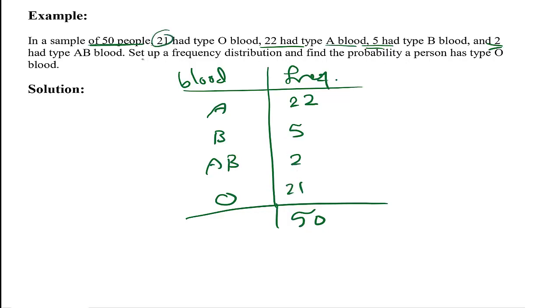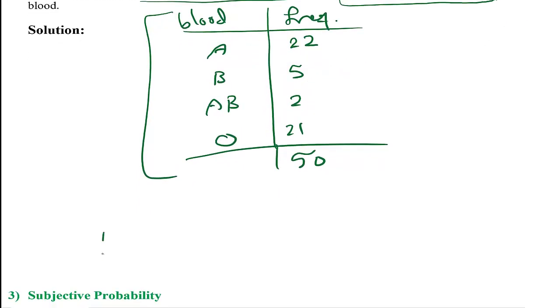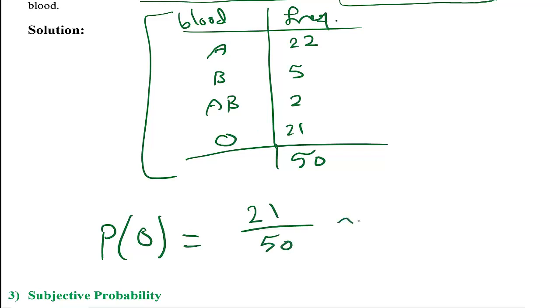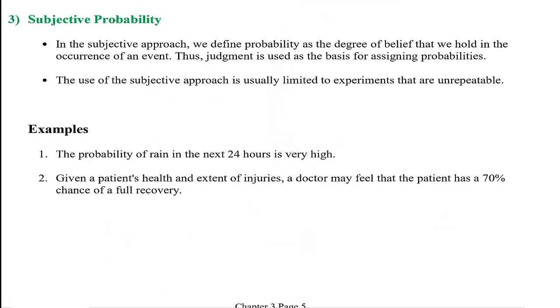Now the question is, set up a frequency distribution. And this is the frequency distribution. And find the probability that a person has type O blood. Probability of O equals the number of persons who have blood type O, which is 21, divided by the total number, which is 50. And this is 42%.